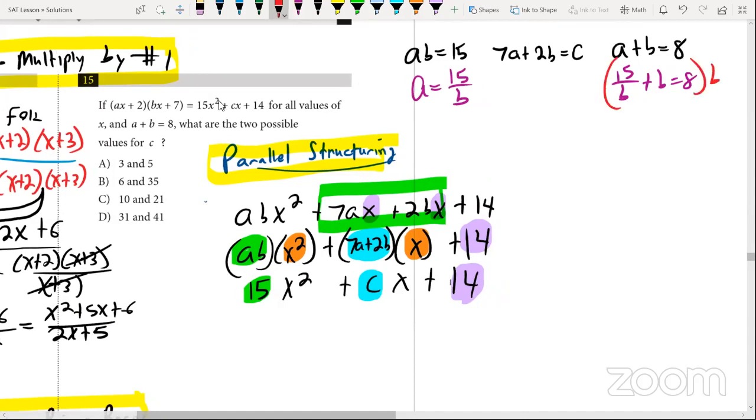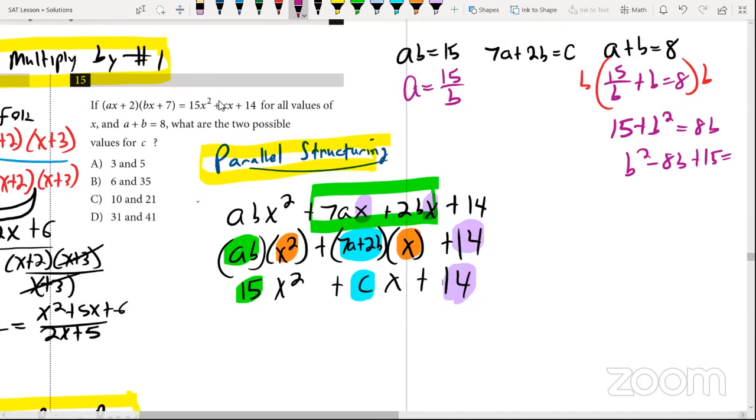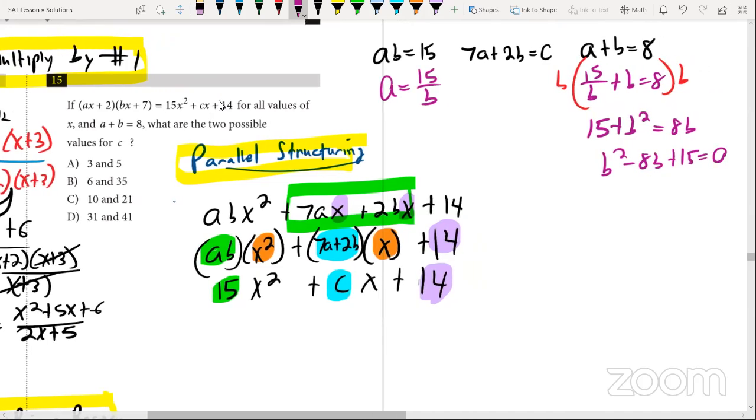We can multiply by B on both sides. 15 plus B squared equals 8B. And that's a quadratic. We can take the 8B away from both sides. B squared minus 8B plus 15 equals 0. And now we're in a BC factoring situation. We're looking for two numbers that add to -8 and multiply to 15. And those numbers are -5 and -3.